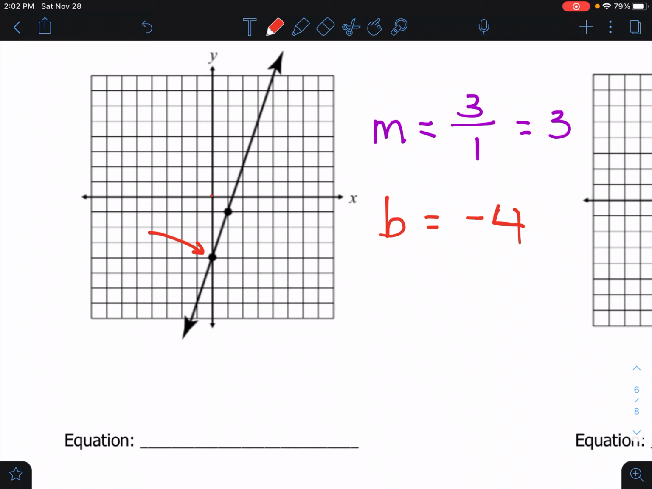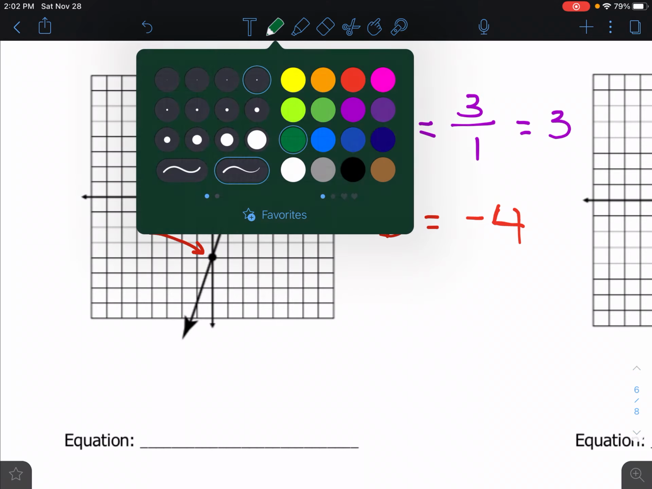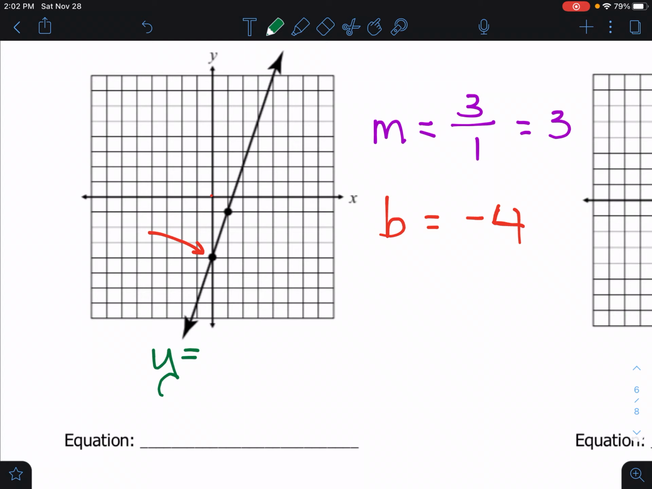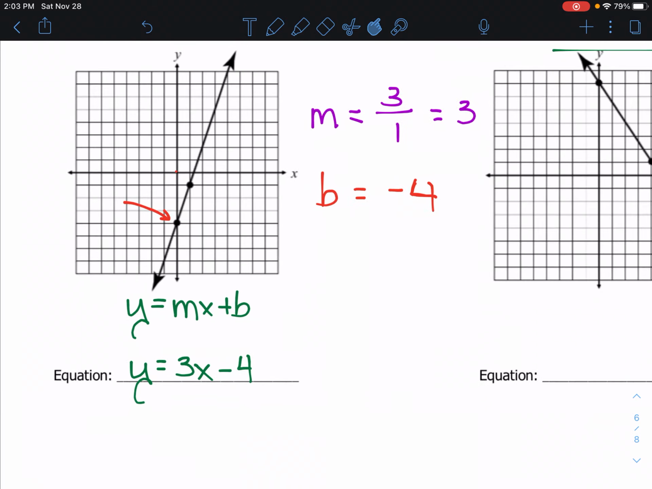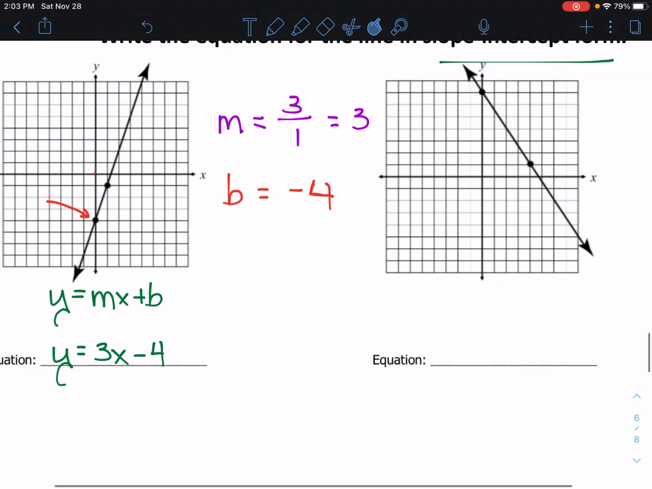Now I need to write an equation. Remember, when I write an equation, y equals mx plus b. So my equation here would be y equals 3x minus 4. Or plus a -4, but we usually simplify that and just write 3x minus 4. And that's my equation for that line. That's it. Let's take a look at one more.